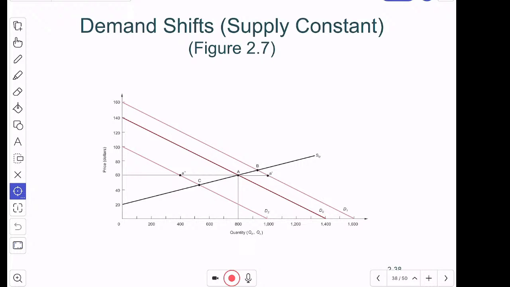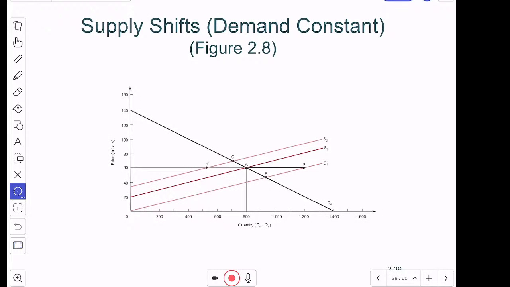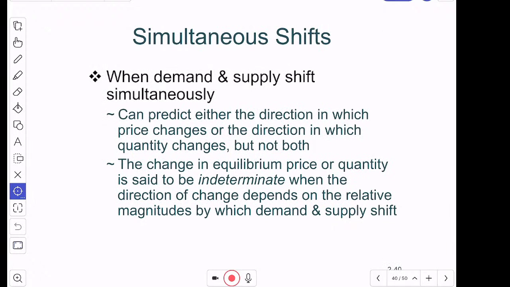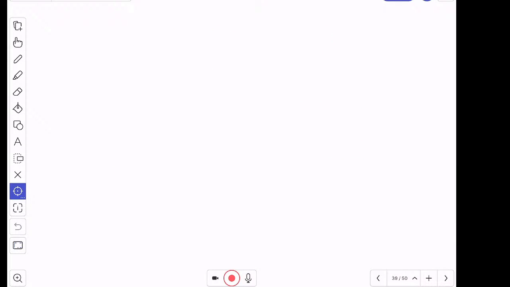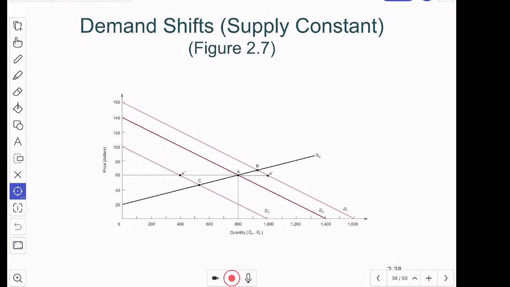So we talked about shifts. I think we looked at these curves. What could happen? Sorry, I'm flipping through the slides. So we did discuss this.